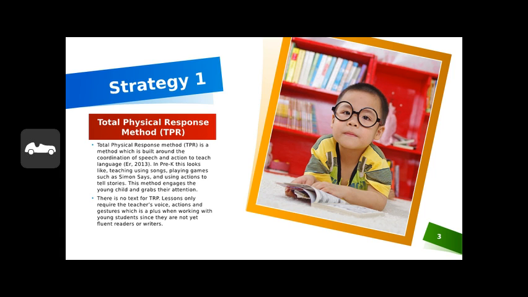For example, if you're teaching the word excited in an emotion unit, you can use your body and facial expressions to show the word excited. Since there is no text for TPR, the only requirement for lessons would be the teacher's voice, actions, and gestures. This is a plus when working with young students as opposed to paper and pencil activities, as they are not yet fluent readers or writers.